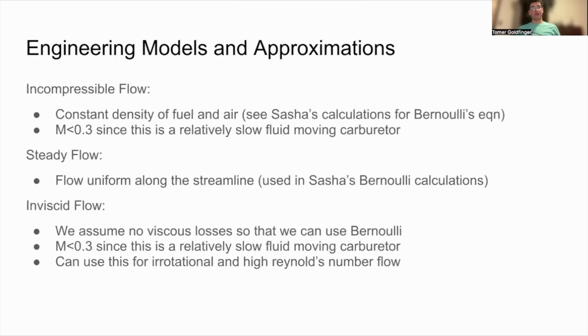We rely on a number of engineering models and approximations to make our calculations that Sasha did earlier, namely the incompressible flow, steady flow, and inviscid flow approximations and models. This is what allows us to say that the fuel and the air have a constant density, and that there are no viscous losses due to the Bernoulli equation, and that the flow is uniform along the streamline. All of these are what Sasha used for his calculations, and they are necessary to state and understand in order to know the system, essentially the power of these approximations. We're only going to be precise to a certain extent due to these approximations.